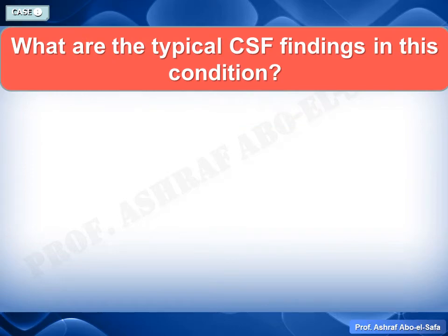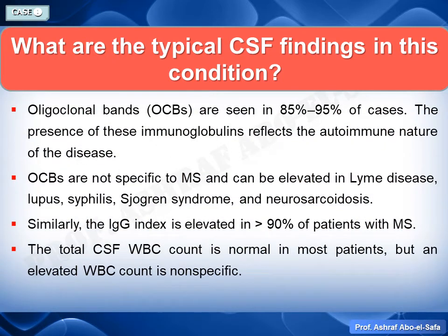What are the typical CSF findings in this condition? Oligoclonal bands. These bands are seen in 85% to 95% of the patients of multiple sclerosis. The presence of these immunoglobulins reflects the autoimmune nature of the disease. The oligoclonal bands are not specific for multiple sclerosis, can be elevated in some other conditions like Lyme disease, lupus, syphilis, Sjogren's syndrome, and neurosarcoidosis.